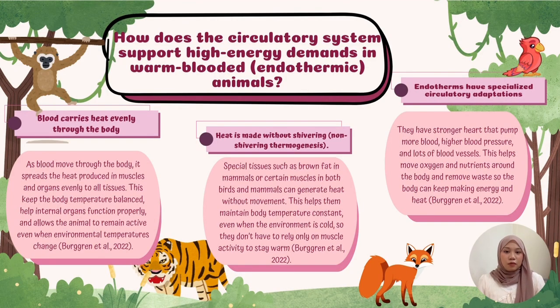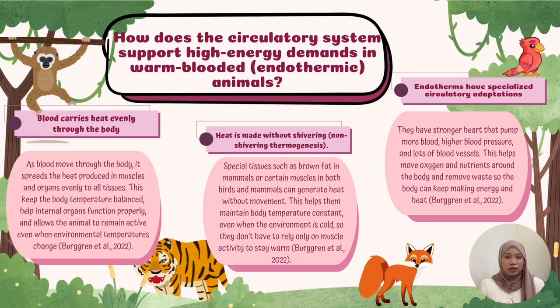Special tissues such as brown fat in mammals, or certain muscles in both birds and mammals, can generate heat without movement. This helps them maintain a constant body temperature even when the environment is cold, so they don't have to rely only on muscle activity to stay warm.